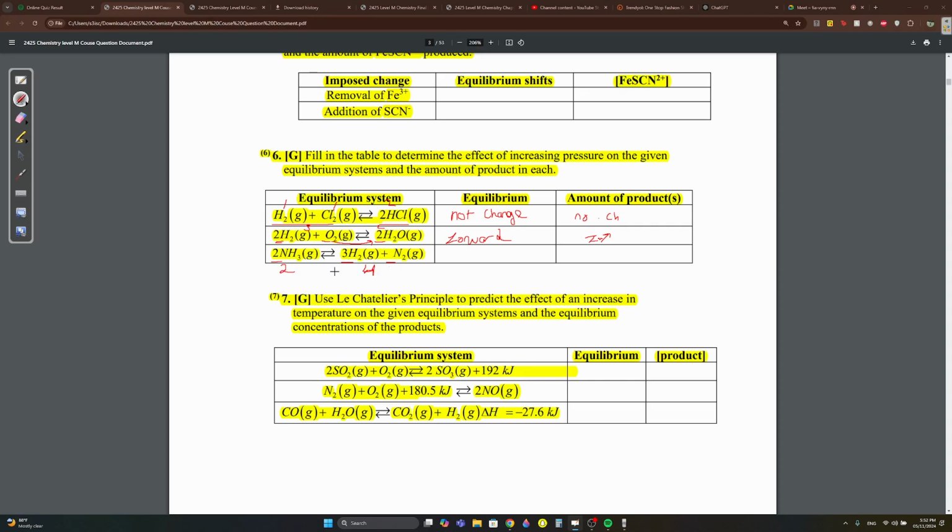Okay, here you have 2, here you have 4. Obviously, an increase in pressure will move towards fewer gaseous moles, so it's going to move to the left. We're talking about an increase in pressure. So what will happen to the product? It will decrease.